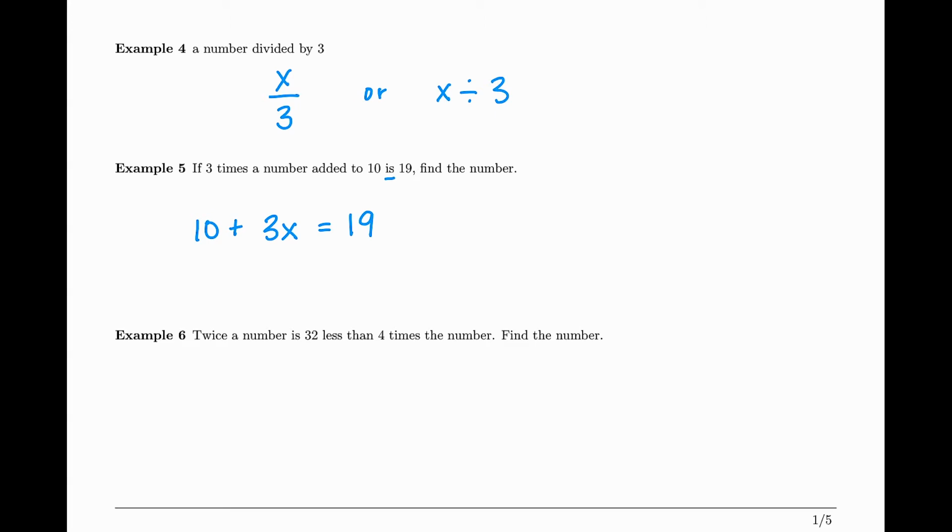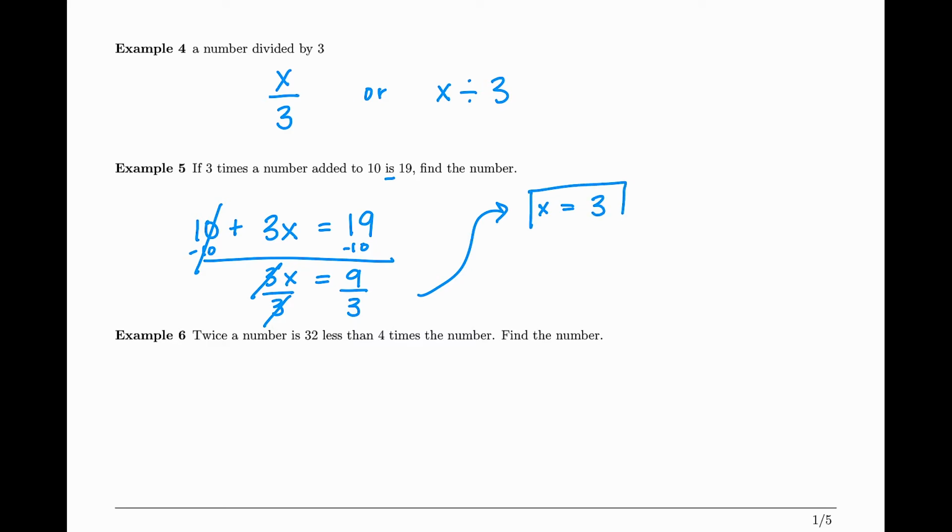So 3 times a number is added to our original value 10. It equals 19. Now it asks us to find the number, so we will solve this equation, which means we need to get x by itself. I'll begin by subtracting 10 on both sides, and I get 3x equals 9. I can now divide both sides by 3. The left side cancels, and I have x equals 9 divided by 3, which is 3. So there's my solution.